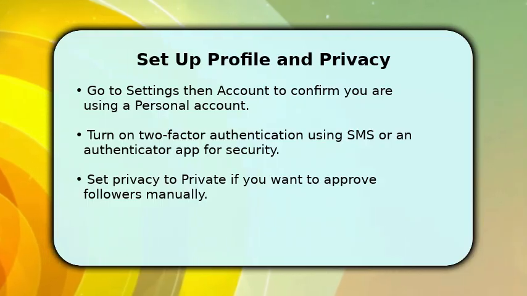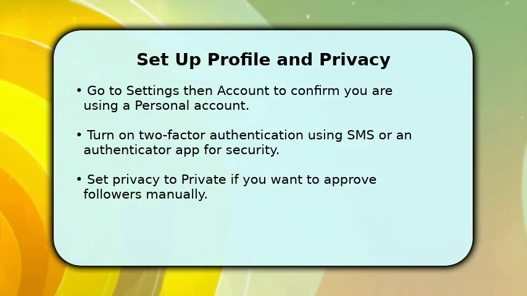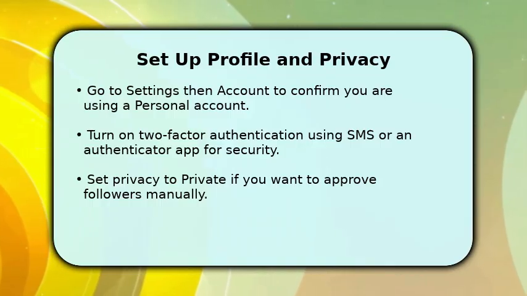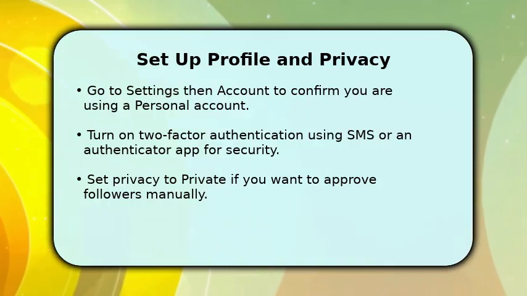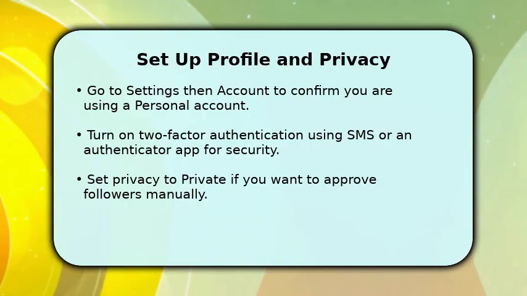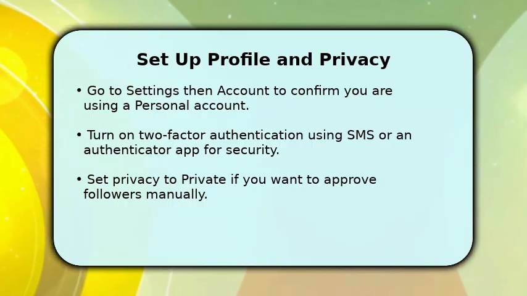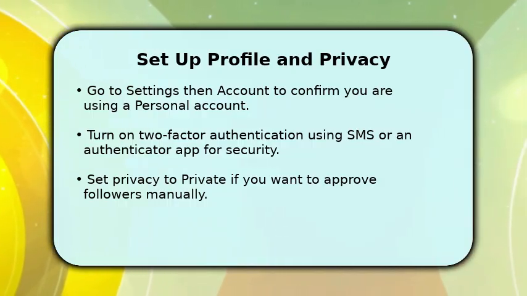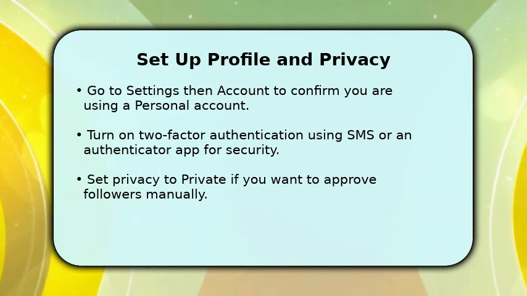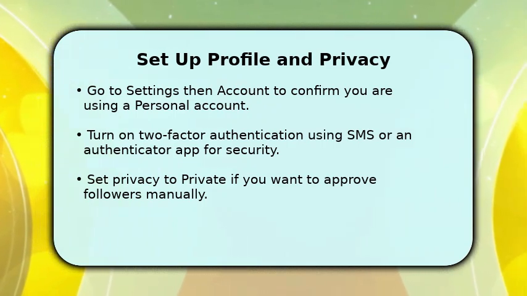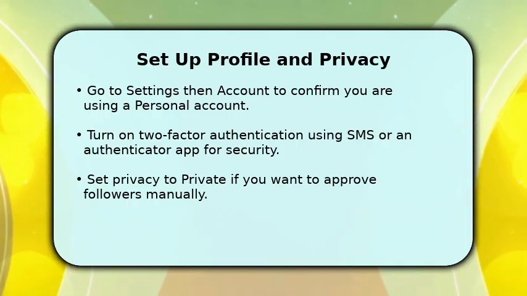Turn on two-factor authentication using SMS or an authenticator app for security. Set privacy to private if you want to approve followers manually. Use block and report features to remove harassers or spam accounts quickly. Review activity status and story sharing and privacy settings to control visibility.